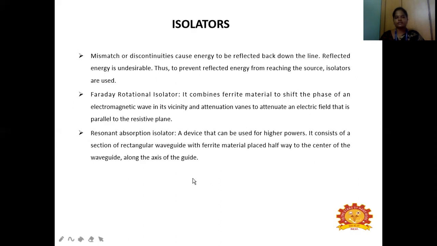So next, isolators. These isolators are used to prevent the reflected energy from reaching the source. When we use an isolator, it avoids the reflection of energy from reaching the source. Mismatch or discontinuities cause energy to be reflected back down the line. This reflected energy cannot be used, so in order to prevent it, isolators are used. There are two types of isolators: Faraday rotational isolator and resonant absorption isolator.